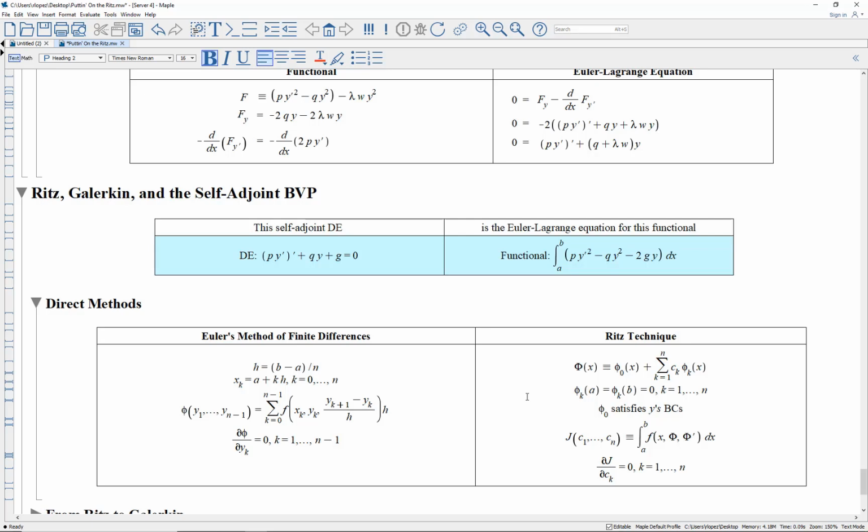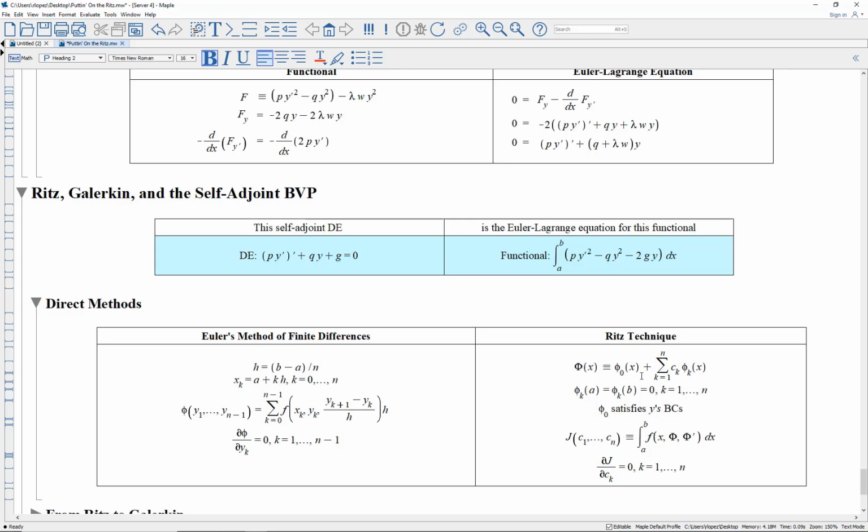On the other hand, Ritz came up with this approach. Approximate the solution as a linear combination of some basis type functions. So little phi k's are basis functions, ck are the coefficients of this linear sum, and tack on a function phi 0. Let phi 0 satisfy the boundary conditions. Let these other phi k's satisfy null boundary conditions. So the boundary conditions, the endpoint values, are handled by this phi 0.